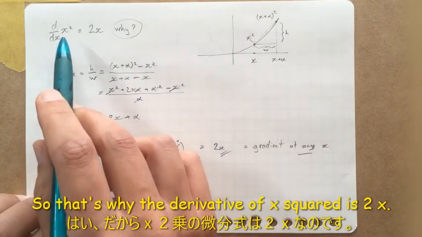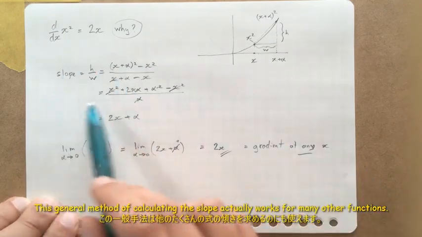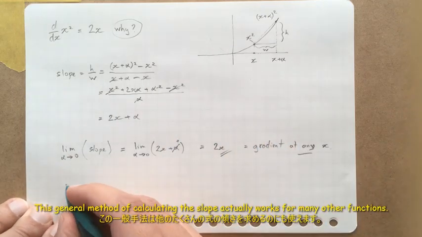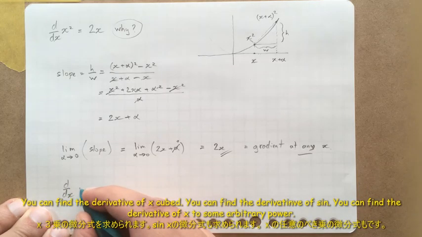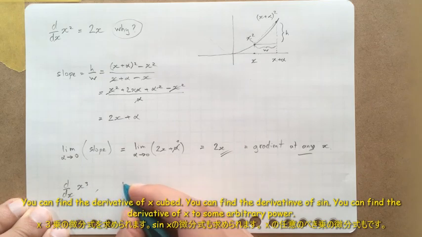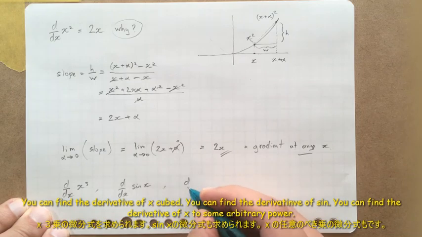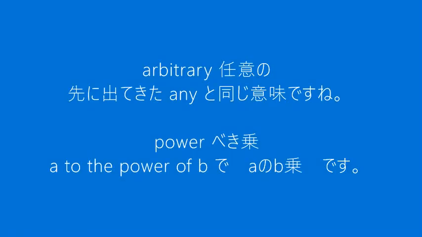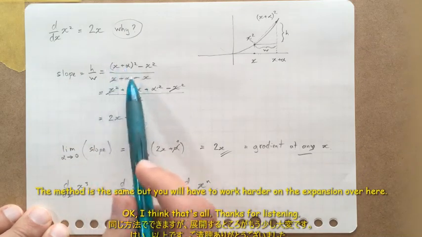So that's why the derivative of x squared is 2x. And this general method of calculating the slope actually works for many other functions. You can find the derivative of x cubed. You can find the derivative of sine. You can find the derivative of x to some arbitrary power. The method is the same, but you'll have to work harder on the expansion over here.